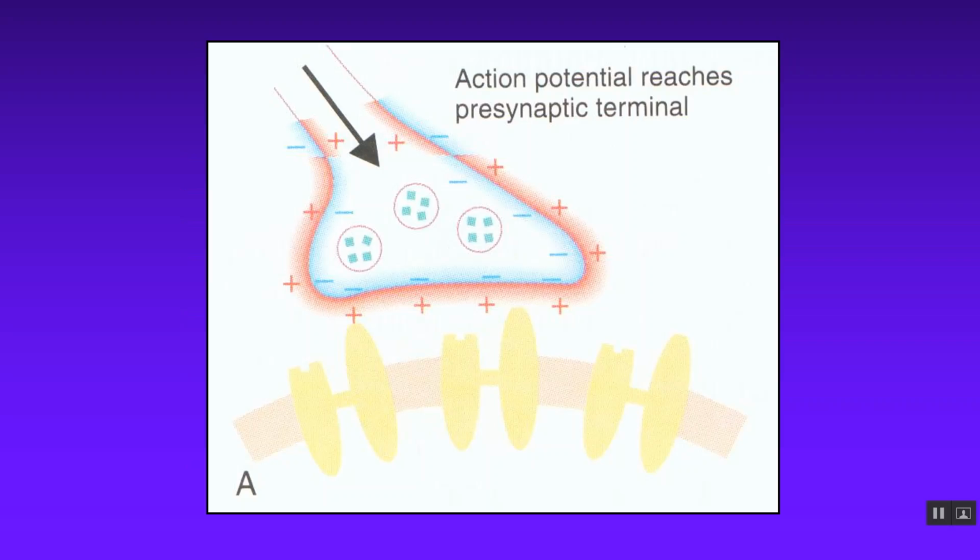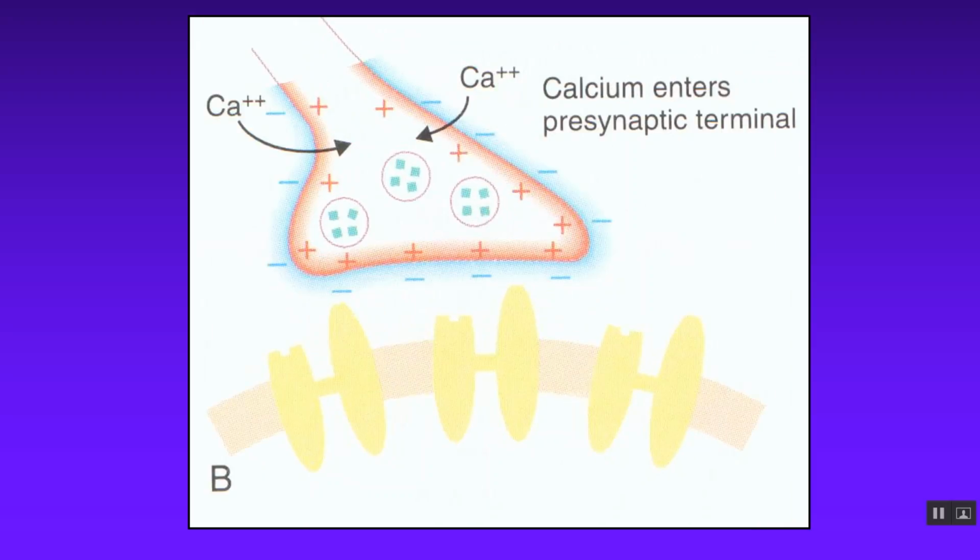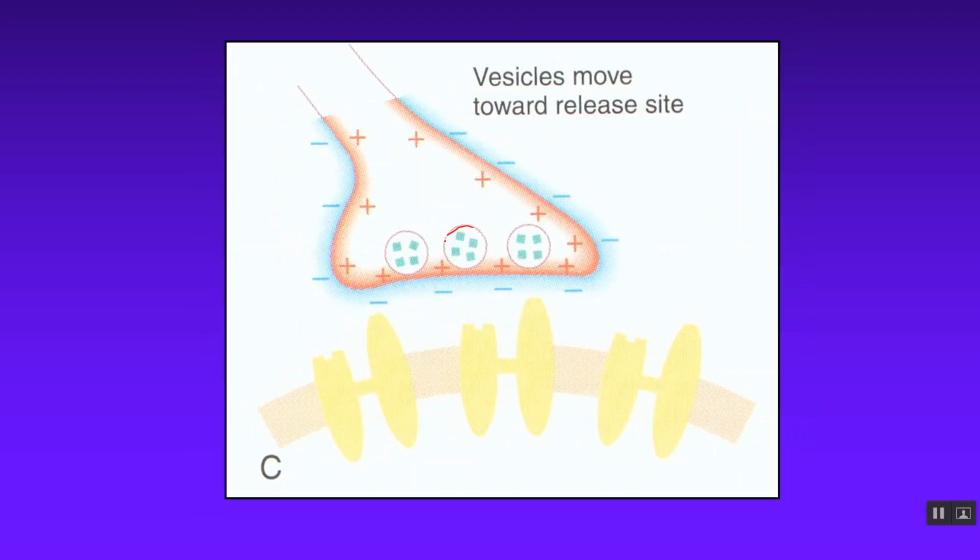So this is just showing you that process going. We have our charges changing here, getting more positive on the inside and negative on the outside. Then once that reaches the end of the presynaptic terminal, we now have negative on the outside, positive in here. That opens voltage-gated calcium channels to allow the calcium to come in from the outside, and that triggers synaptic vesicles to move to the membrane of the presynaptic terminal.